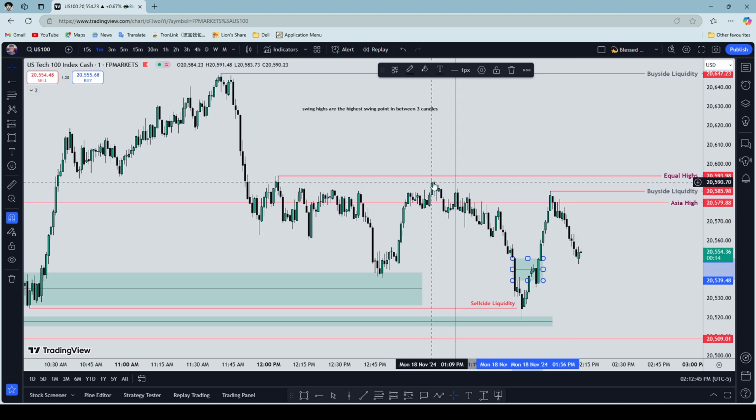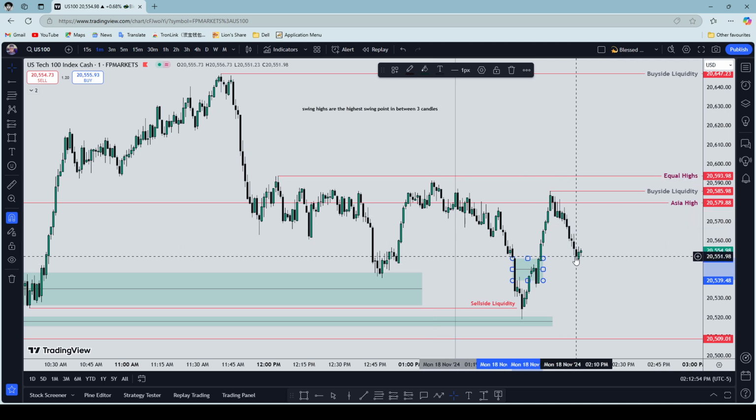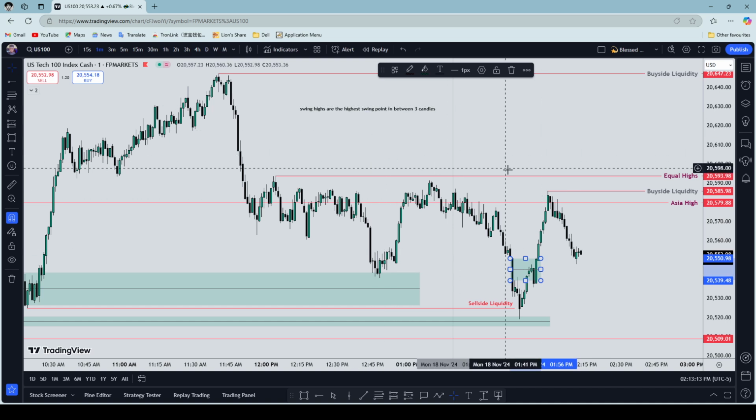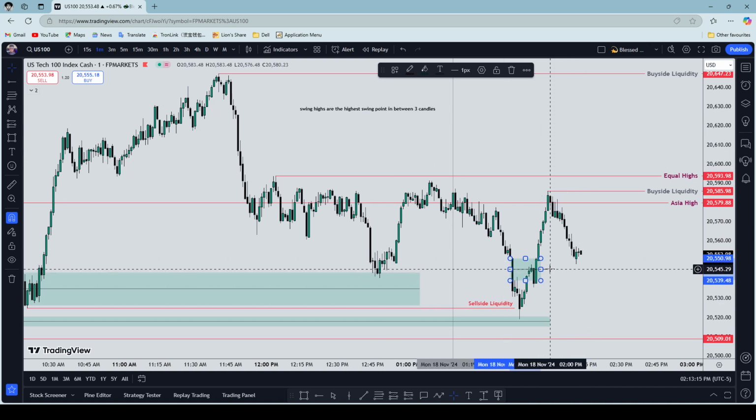Just like a swing high is the highest swing point in three candles, one, two, three, the highest one is called a swing high. Now this one, one, two, three. The lowest one here is called a swing low. So this right here, one, two, three, this one is the lowest in these three candles. So this is called a swing low. Swing lows are just the exact opposite of swing highs.